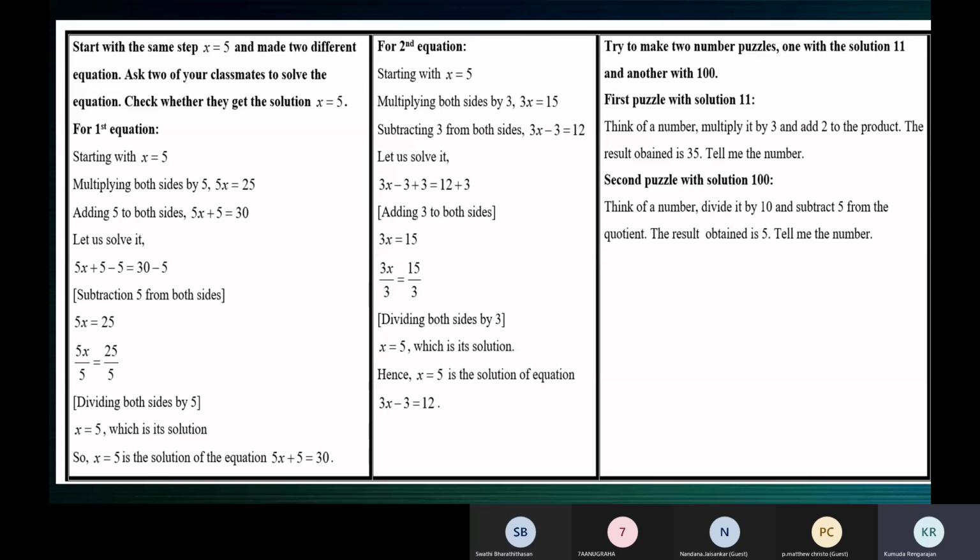See the next one. Try to make two number puzzles. One with the solution 11 and another with 100. Now I'm going to tell you all. Try to make two number puzzles, one with solution 11. Solution 11 means what? The answer should be 11. Correct? Yes, ma'am. And another with 100.